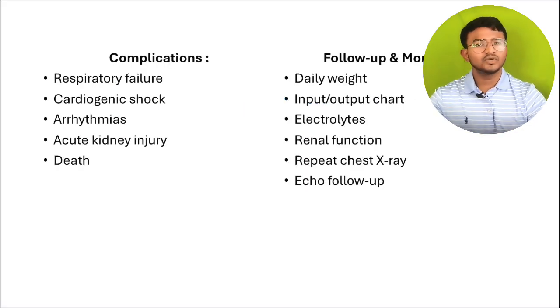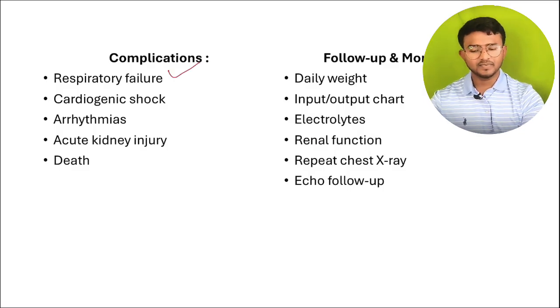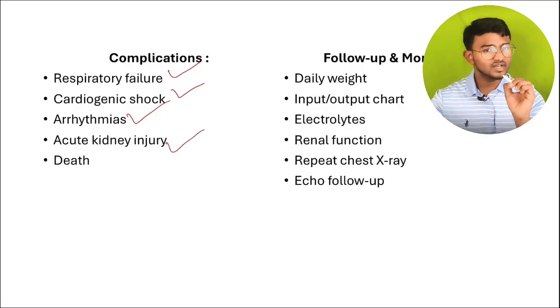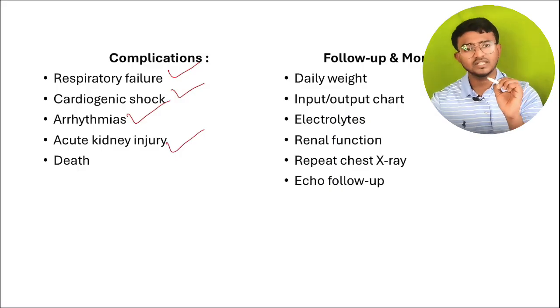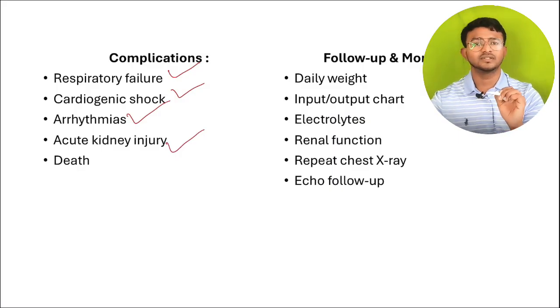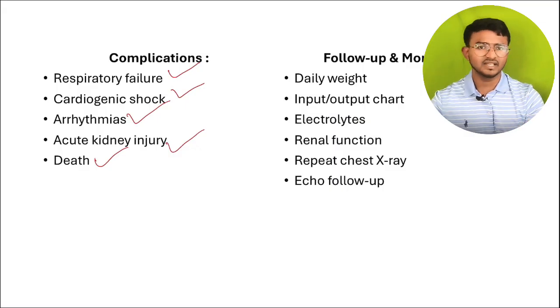Okay. So what complications will we get with pulmonary edema? Respiratory failure, cardiogenic shock, arrhythmia, acute kidney injury. Whenever we are giving diuretics in pulmonary edema, we have to check for acute kidney injury, like checking creatinine levels and urinary output, because we have the KDIGO criteria. That criteria will help to diagnose acute kidney injury. Okay. Next, in severe cases, the patient can also die.